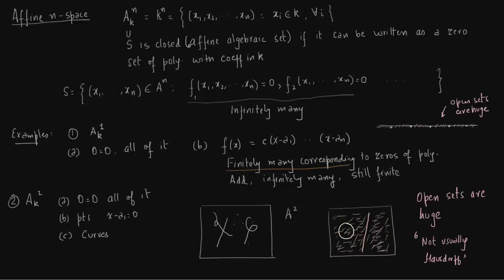Similarly in A1, you take a single point and draw its complement, that's another point, draw its complement, they are going to intersect. So now on these closed affine sets we define some kind of a topology, which we will call the Zariski topology, and which will be defined by these closed sets.